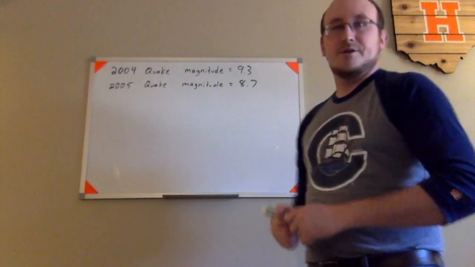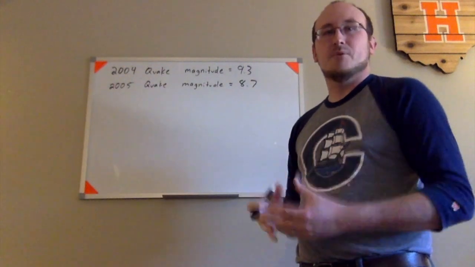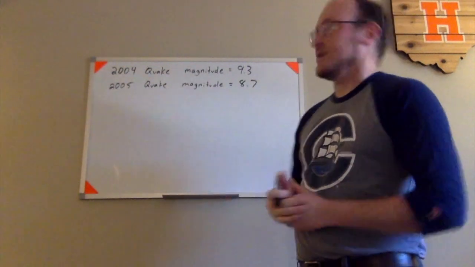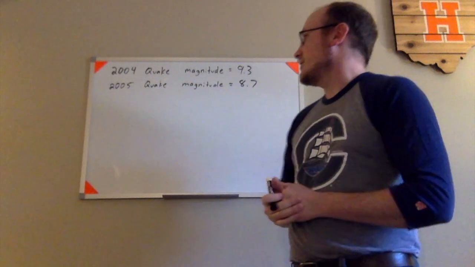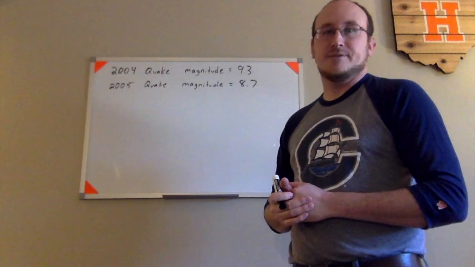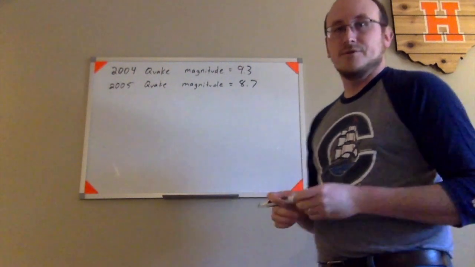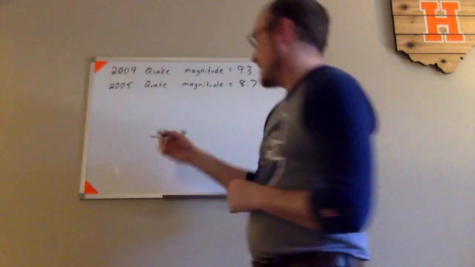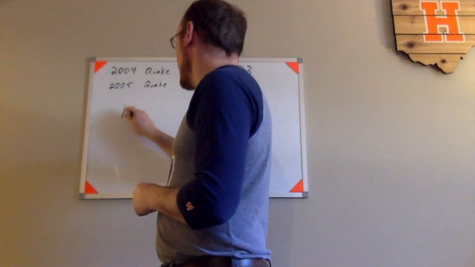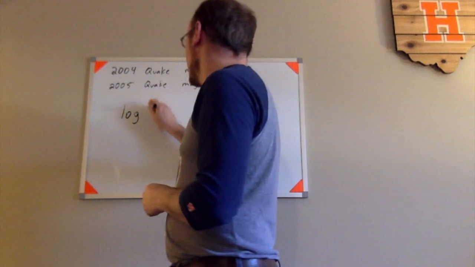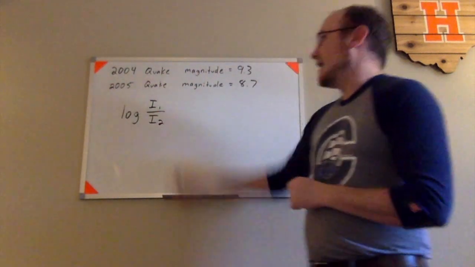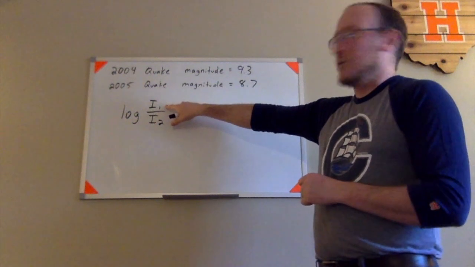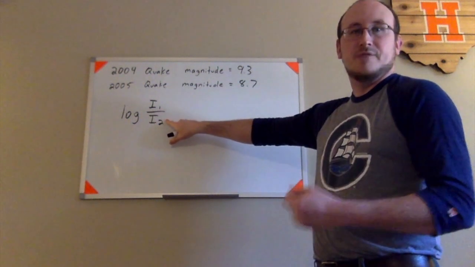So what we're going to try to do is figure out how many times more intense the earthquake that hit in December of 2004 was compared to the earthquake that hit in March of 2005. So to do this, we actually have a formula. For this, the common logarithm of I1 over I2. So this is the base 10 logarithm. This is the intensity of quake 1 divided by the intensity of quake 2.